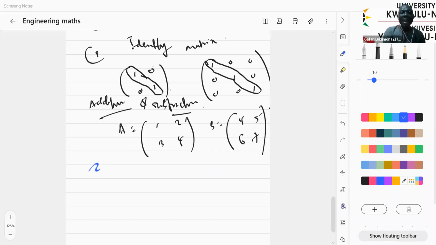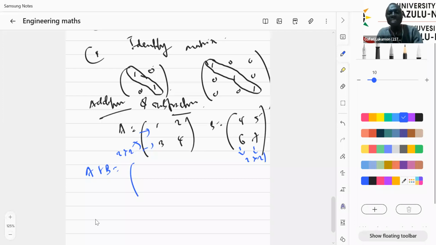So, if I now have A plus B, like I've asked, the order of this matrix A is what? 2 by 2. The order of this matrix is also what? 2 by 2. So don't forget, how do you know the order? Just count the number of rows, 1, 2. You understand now? Likewise, the number of columns, 1, 2. So the number of rows by the number of columns is what will give you the order of that matrix.